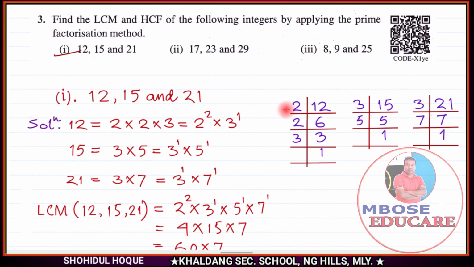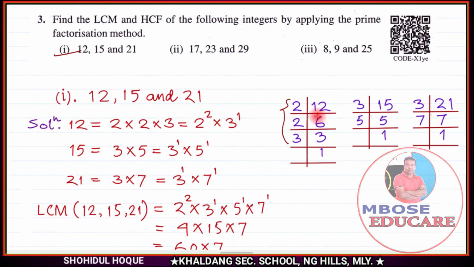Let's write them as the product of their factors. First, 12. 12 is equal to the product of all its prime factors: 2 into 2 into 3. As we know, the prime factorization we have to write in power form or exponent form. 2 is written twice here, so we write 2 to the power 2. Similarly, 3 appears only once, so we write 3 to the power 1.